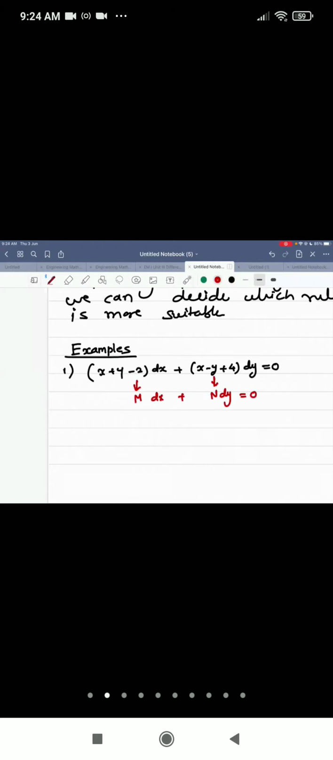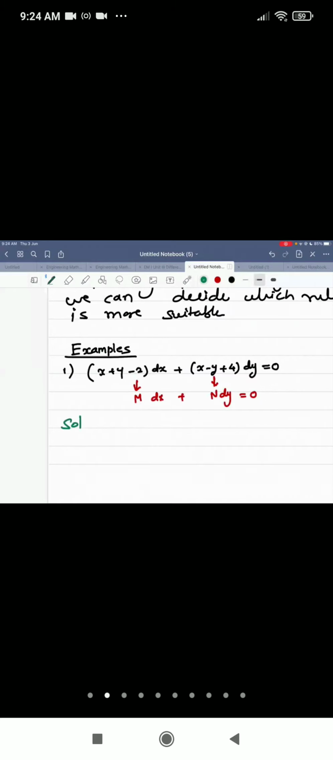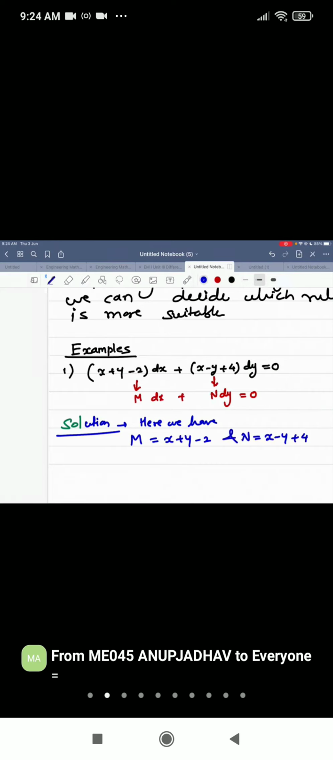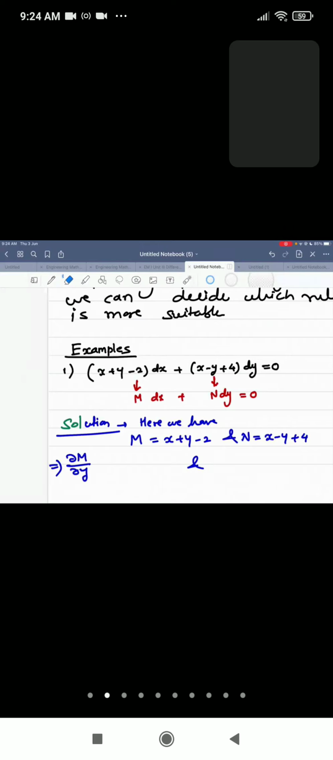So here we have M equal to x plus y minus 2 and N equal to x minus y plus 4. Now what we have to do, first we have to find the partial derivative of M with respect to y and the partial derivative of N with respect to x. Can anybody tell me what are these derivative values?